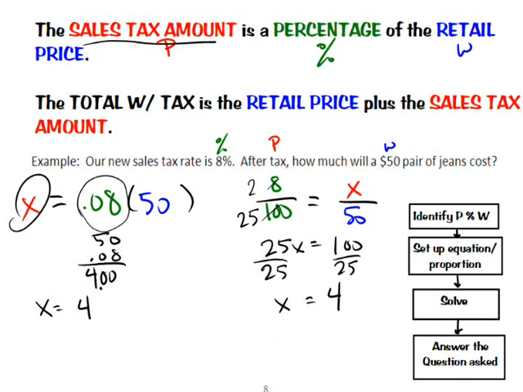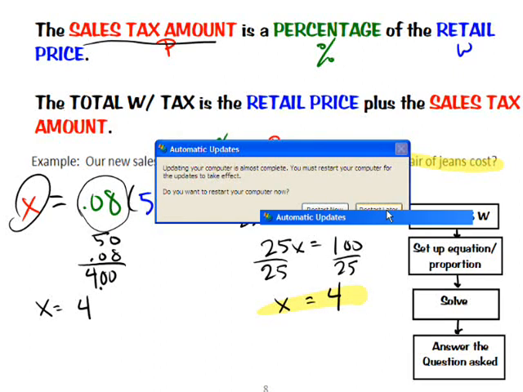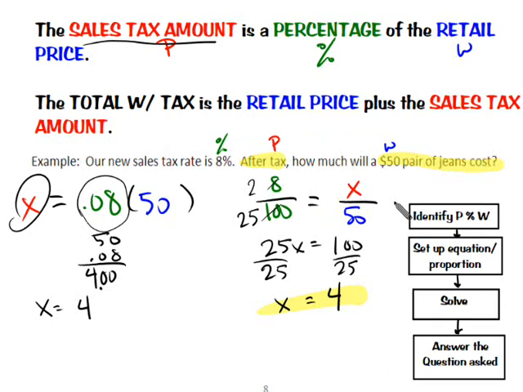And finally, the last step in all of these questions is to answer the question asked. This doesn't ask what is the tax, it asks how much will the jeans cost. They cost $50, but after tax, which is $4, they will cost $54, the cost of the jeans plus the sales tax.